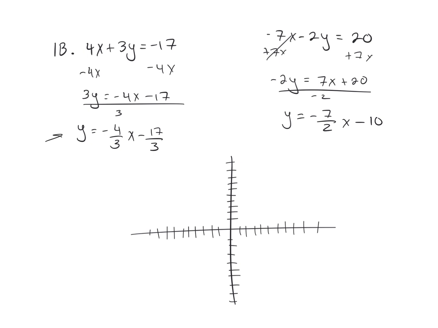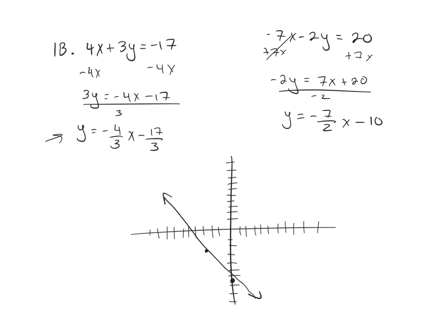So I'm going to graph this one first. Negative 17 over 3. It's going to be negative 6 point something. So I'm going to put it right there. Then we're going to go up 4 and 3 to the left. So 1, 2, 3, 4. 1, 2, 3. So the line should look something like that.